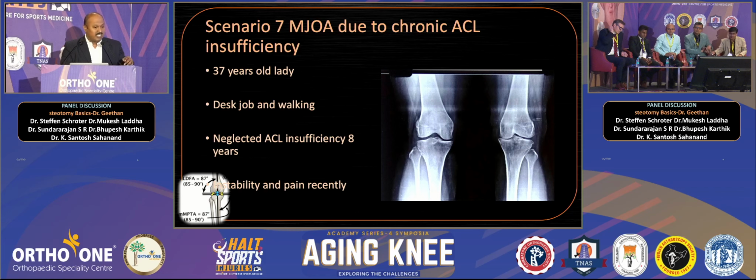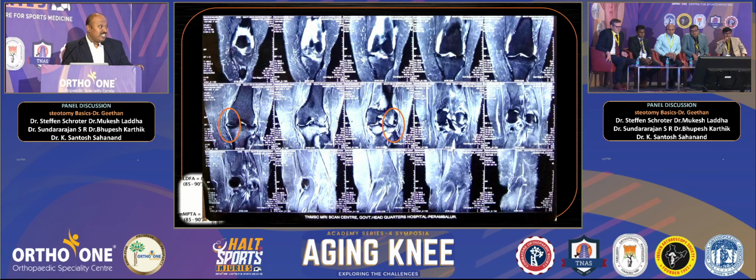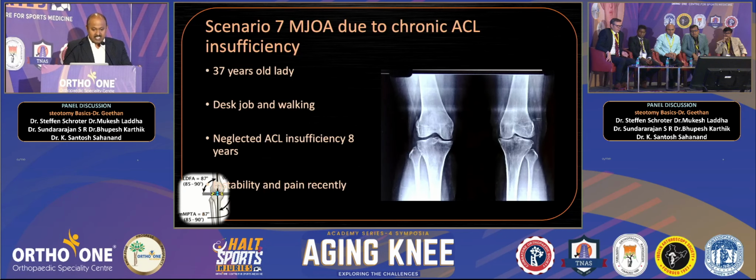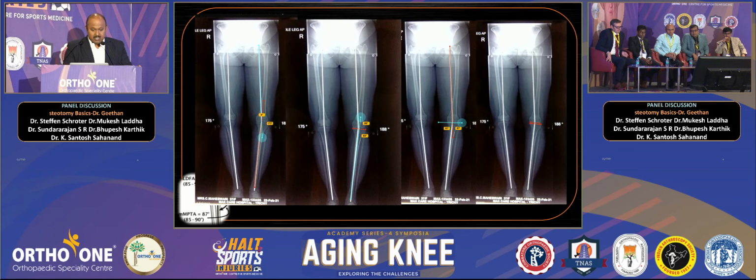This is a patient with neglected ACL insufficiency, presenting with predominantly medial joint pain. So far she's been having instability, but no medial joint pain. And MRI shows significant lateral compartment problems also. She's again just 37. So these are her angles. The deformity is mostly in the distal femur, but the lateral side is also involved. Let's have a quick discussion on this and go for the last case.